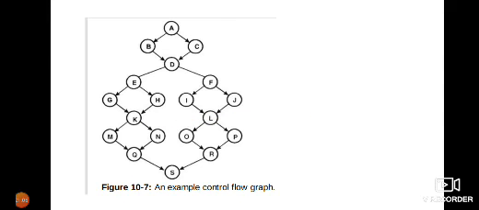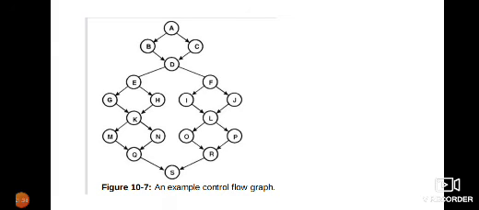Again, I have one formula which is not given in your textbook: the number of regions plus 1. A region is a particular area that is surrounded by edges. There is one region for each decision node, so 1, 2, 3, 4, 5, 6 inside the graph. Then the region outside the graph must also be counted, so 7 regions. So the cyclomatic complexity is again 7.